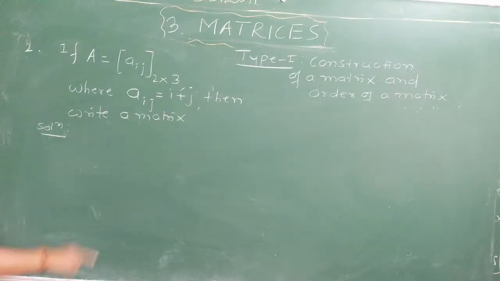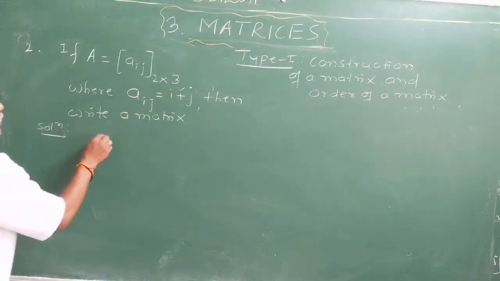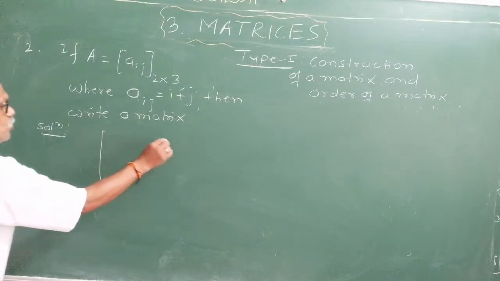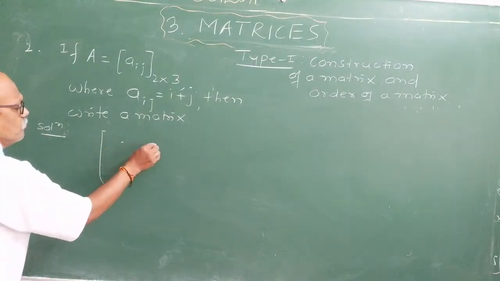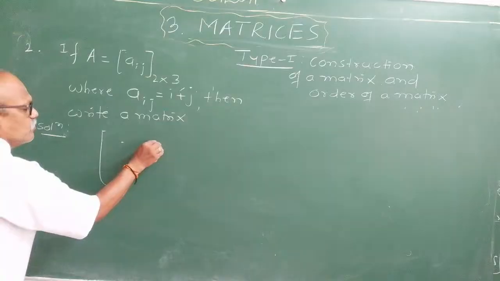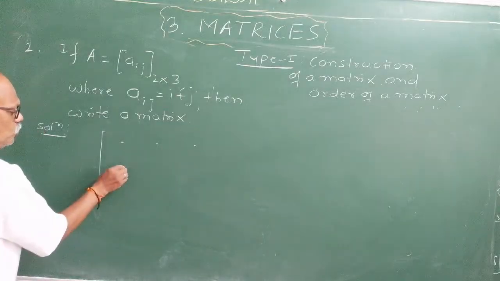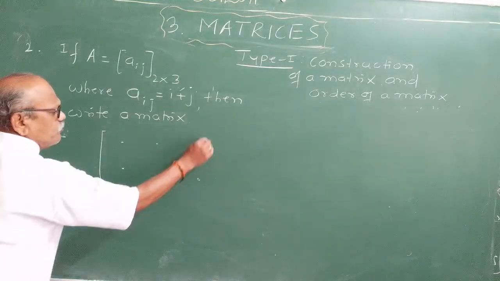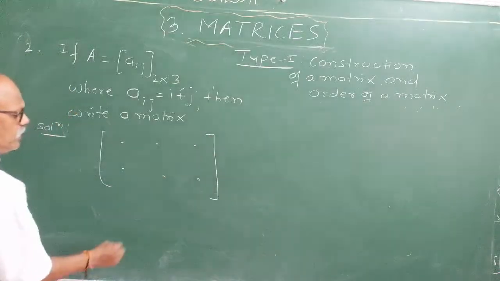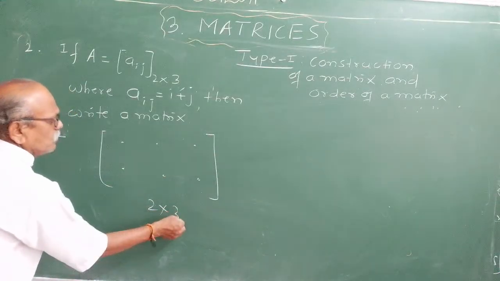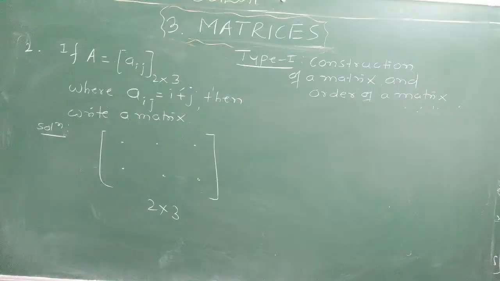You have to construct a matrix containing 2 rows and 3 columns. First of all, you can take 2 rows and 3 columns: 1, 2, 3. Two rows, 1, 2, 3. Let us put a dot for the time being. Of order 2 by 3. Check, is it not of order 2 by 3?